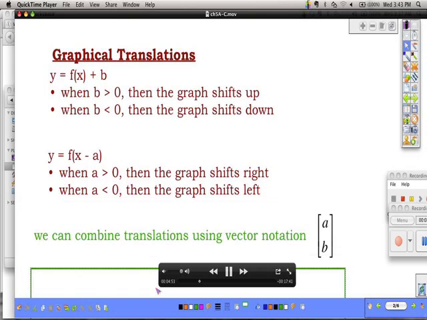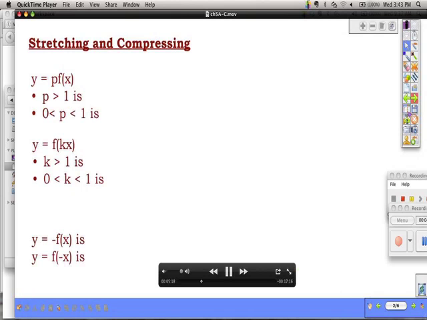We can combine these translations into one notation using a vector notation where the top number in this matrix, if you will, is the horizontal shift and the bottom number is the vertical shift. Remember that vertical shift is always outside the parent function and the horizontal is inside.